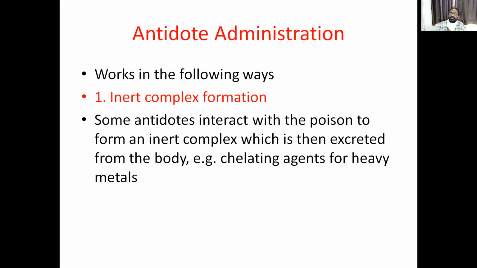An antidote is a substance that counteracts or neutralizes the action of the poisonous substance. These antidotes work in the following ways. Number one is inert complex formation. That means whenever you introduce the antidote, it forms an inert complex with that poisonous substance. It forms an insoluble substance which is harmless, and it will be excreted from the body.